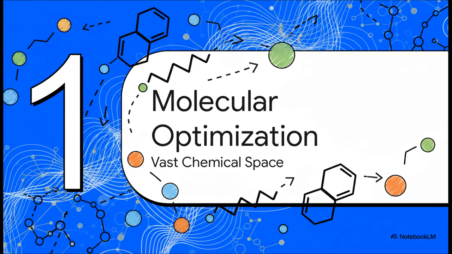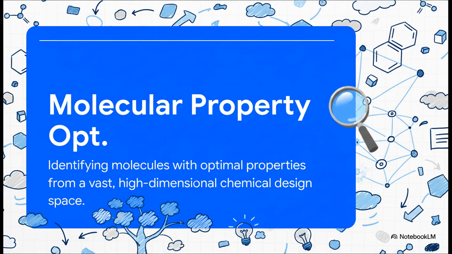All right, let's begin with Section 1, the Molecular Optimization Challenge. This is really about the difficulty of navigating what is a combinatorially vast chemical space. So, what exactly is molecular property optimization, or MPO? You can think of it as a global optimization task. The objective is to identify molecules that possess optimal functional properties, starting from an enormous, high-dimensional chemical design space.